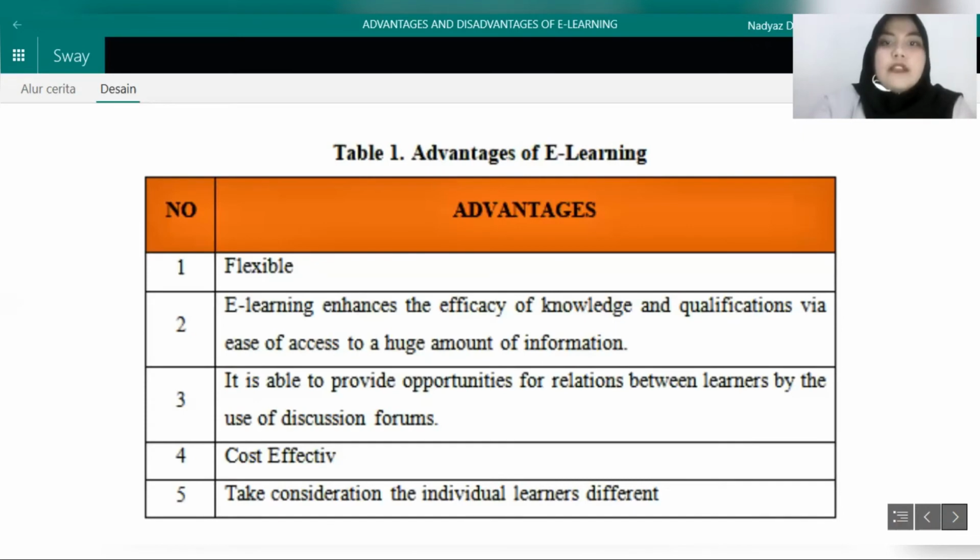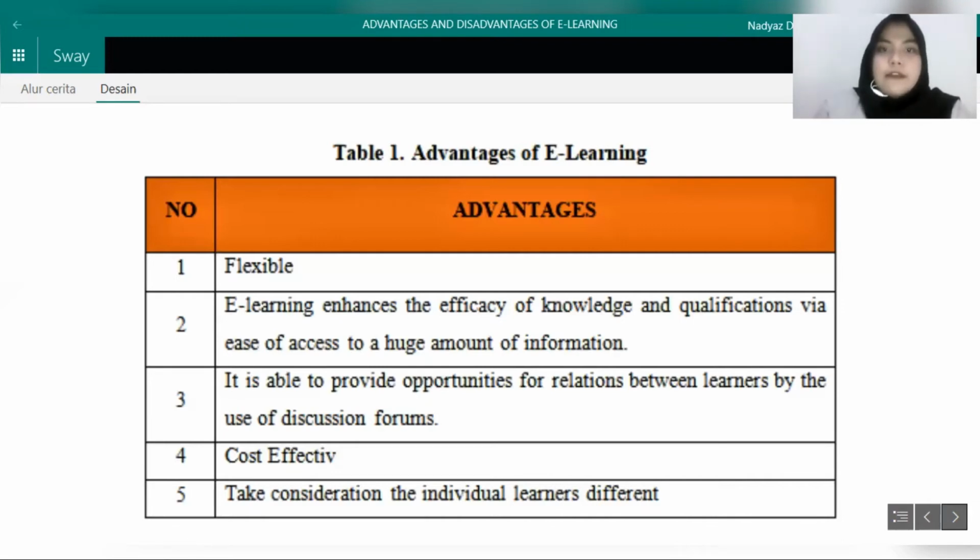E-learning motivates students to interact with others as well as exchange and respect different points of view. It makes available extra prospects for interactivity between students and teachers during content delivery. Fourthly, cost-effective. E-learning is cost-effective in the sense that there is no need for the students or learners to travel. Fifthly, it takes into consideration the individual learners' differences.